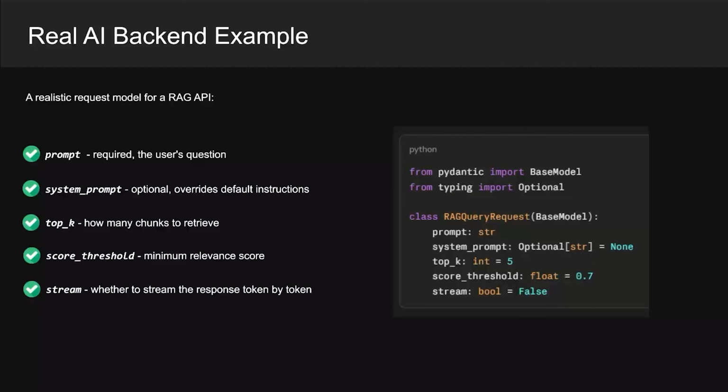This is a request model for the RAG API Karan is building. Prompt is required, every query needs it. System prompt is optional. It lets the caller override the default instruction. Top K controls how many document chunks get retrieved. Score threshold filters out low relevance results below a certain score. And stream tells the API whether to return the answer all at once or token by token. Every field is typed and every optional field has a sensible default. And Pydantic enforces all of it automatically. This is what a clean API contract looks like.